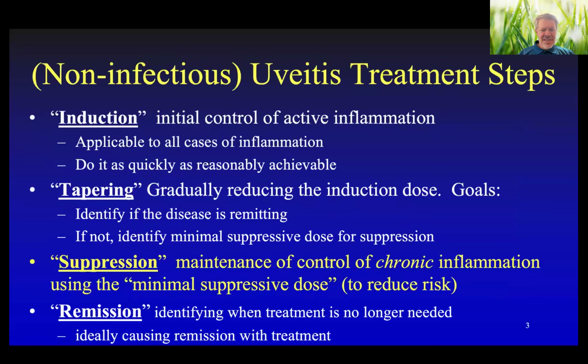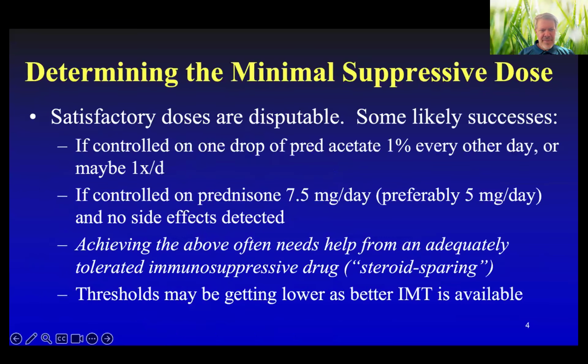Then we continue the suppressive dose in chronic cases, using what I call the minimal suppressive dose, to have as few side effects as possible, hopefully none, but maintain control of the inflammation. And then maybe someday they might achieve remission, although we don't have a lot of treatments that really cause remission, except maybe alkylating agents. So I mostly am talking in the suppression area when using immunosuppressive therapy.